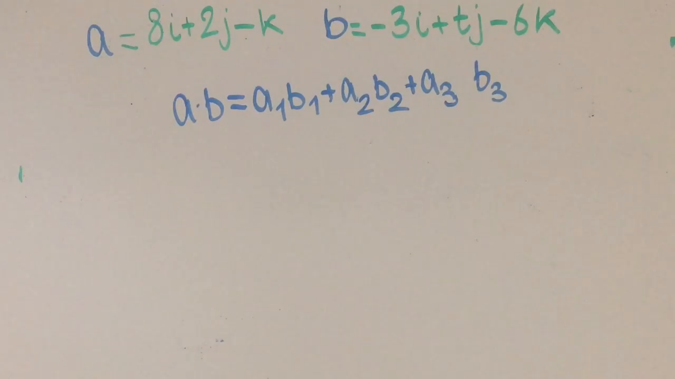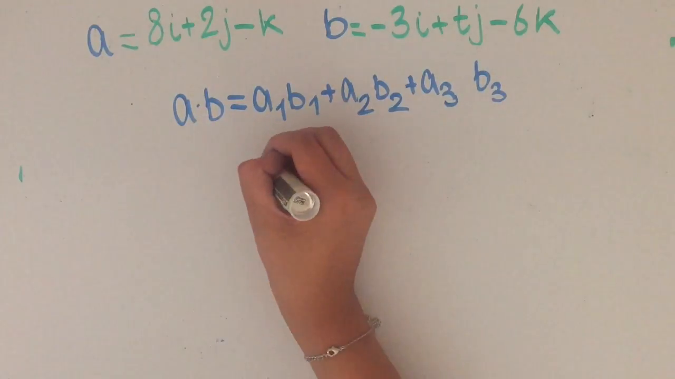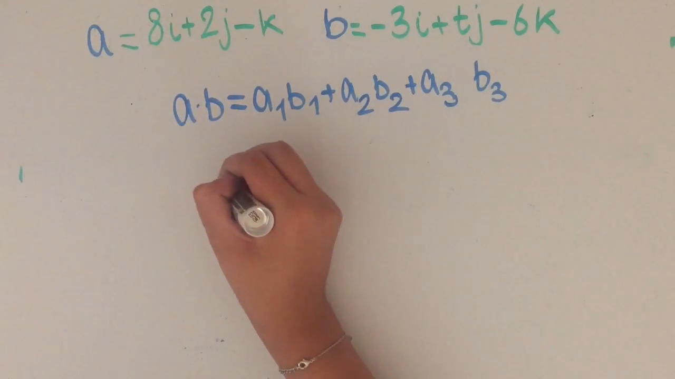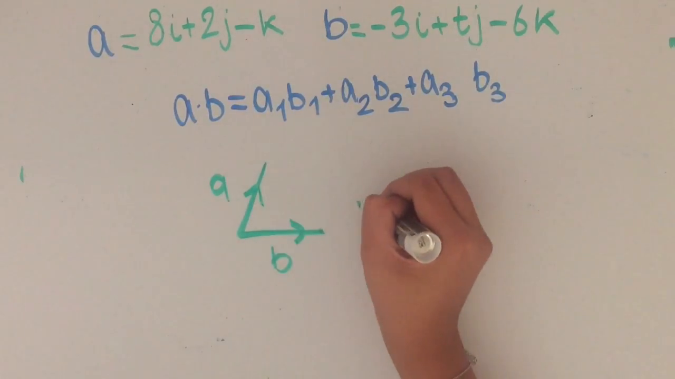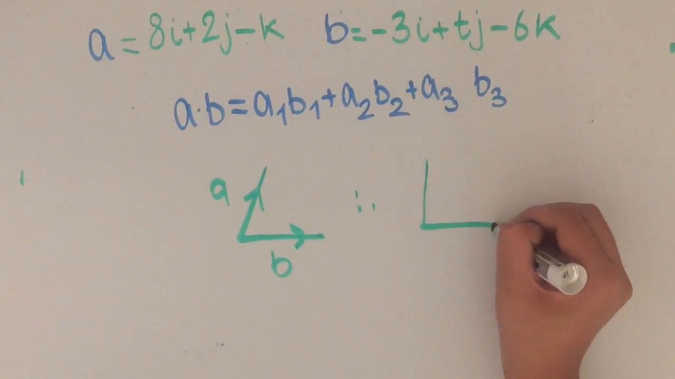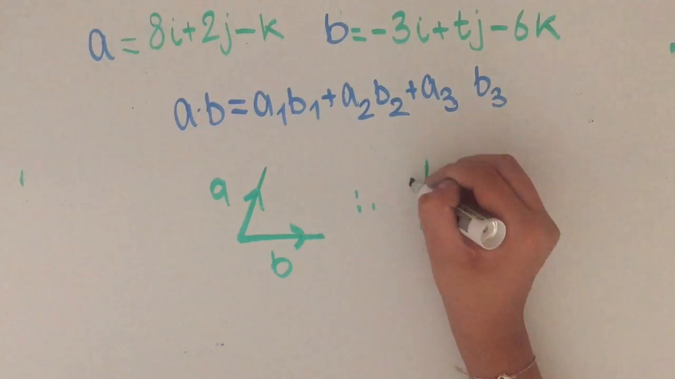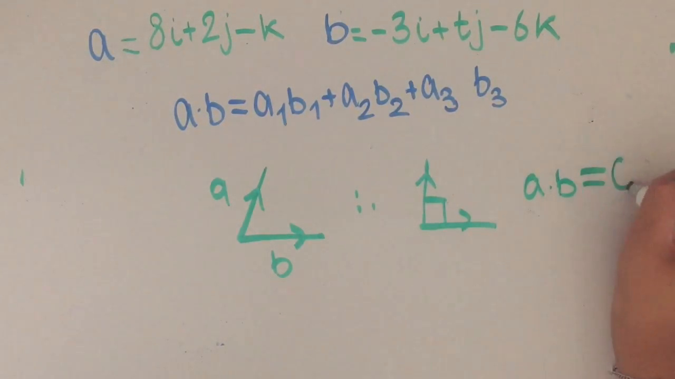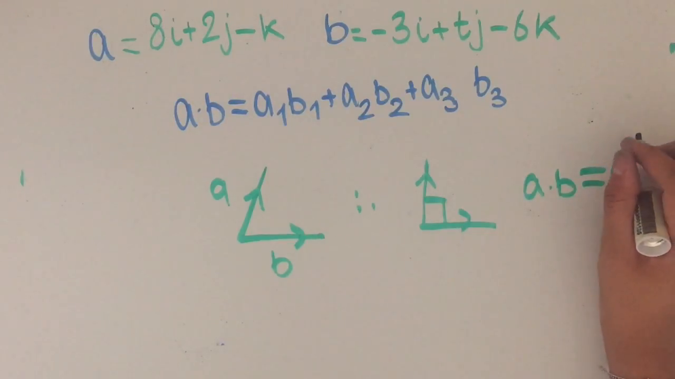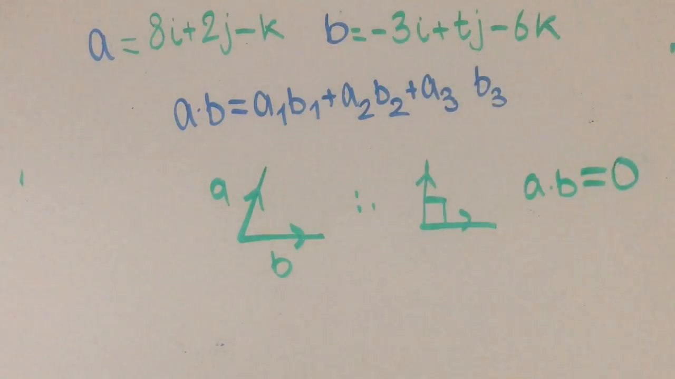Scalar product is the product of the lengths of the projection of one length against the other. In this case, it's A against B. Therefore, if A and B are perpendicular and meet at a right angle, the dot product of A and B is equal to 0. This is vital information which will be needed to answer the question to find T.